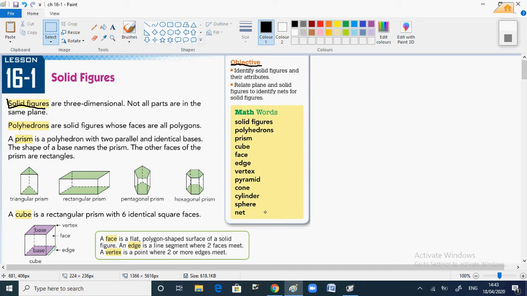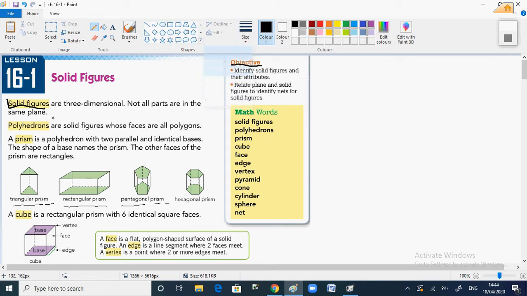Okay, so a prism is a polyhedron with two parallel and identical bases, like a hexagonal prism, pentagonal prism, or triangular prism. Look at the bases up and down, they are the same. The base here is a triangle, the base here is a rectangle, the base here is a pentagon with 5 sides, and here a hexagon with 6 sides. Okay?